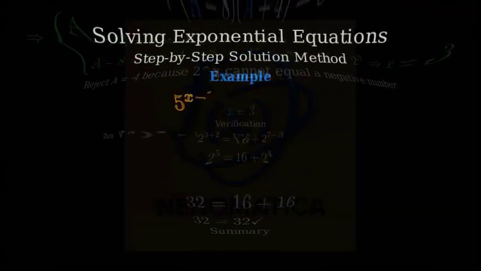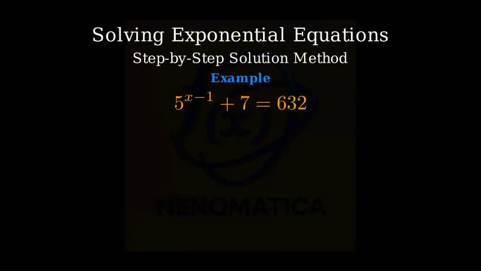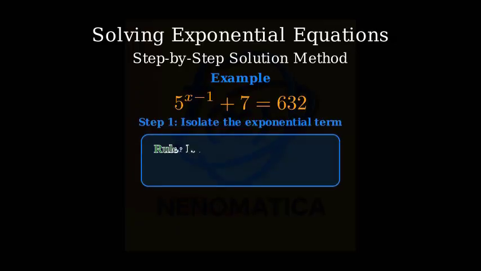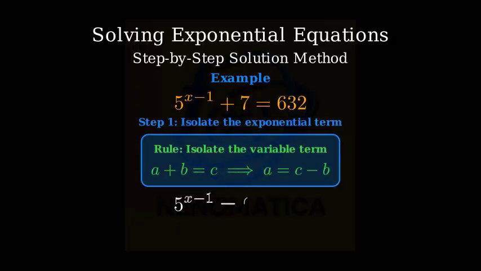Here's our example problem. We need to solve the exponential equation 5 raised to the power of x minus 1 plus 7 equals 632. Step 1. Let's isolate the exponential term. To do this, we subtract 7 from both sides of the equation. So we get 5 raised to the power of x minus 1 equals 632 minus 7.